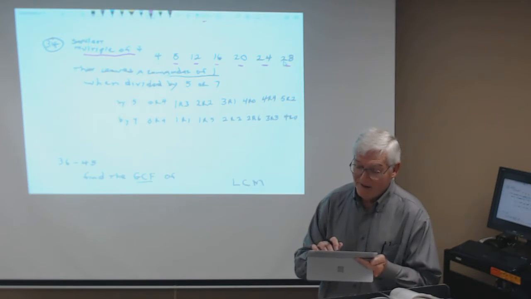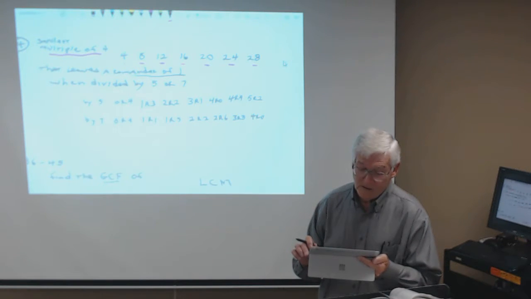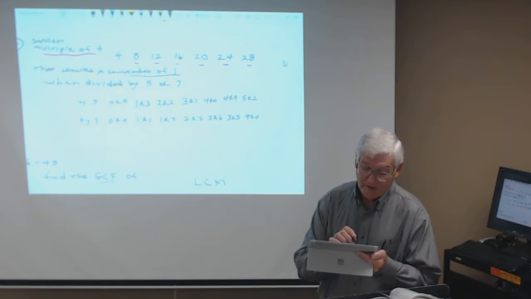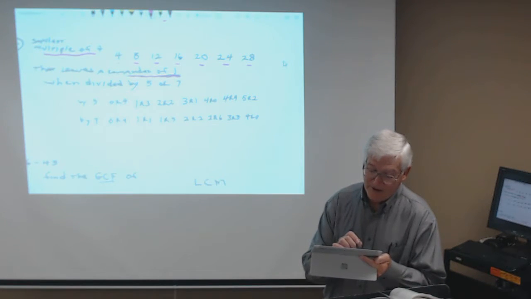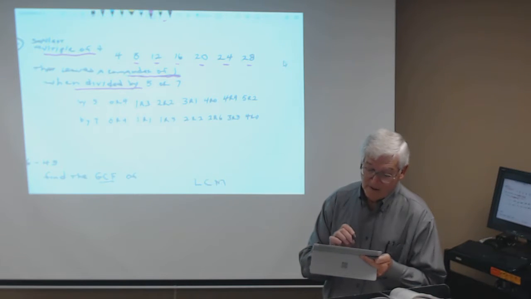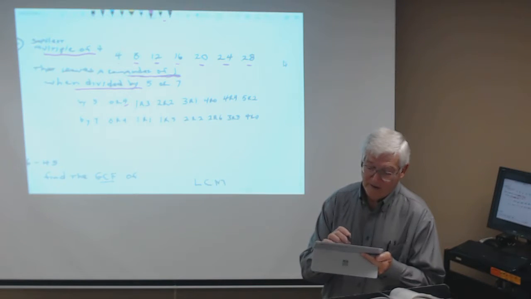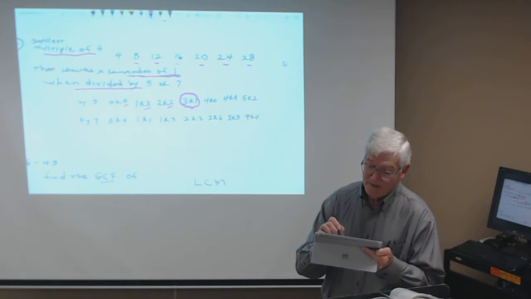24, 28. Why did I quit there? I thought I went further than that with it. Well, multiples of 4 that leave a remainder of 1 when I divide by 5. So, 4 divided by 5 leaves a remainder of 4. 8 divided by 5 leaves a remainder of 3. 12 divided by 5 leaves a remainder of 2. 16 divided by 5 leaves a remainder of 1. There it is, right there. You follow that? 16.